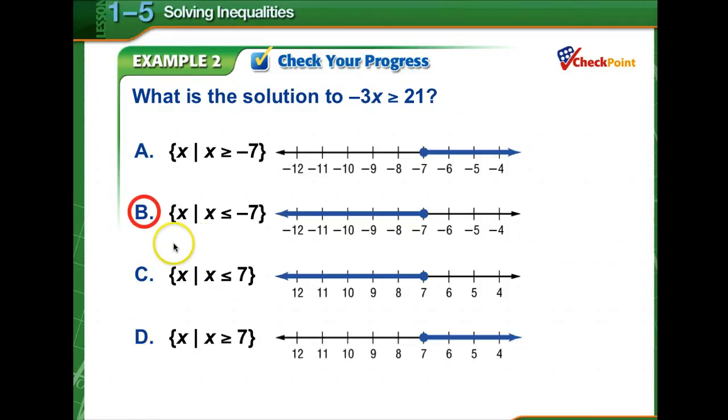Excellent. So our answer is x such that x is less than or equal to -7. And when we graph our solution, it's a closed circle at -7, and it's everything less than -7. So I want you to practice reading that. X such that x is less than or equal to -7. So don't forget the straight line means such that.